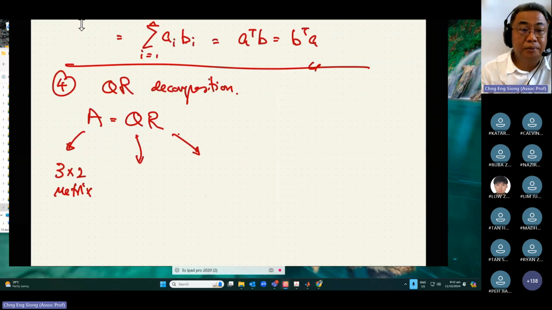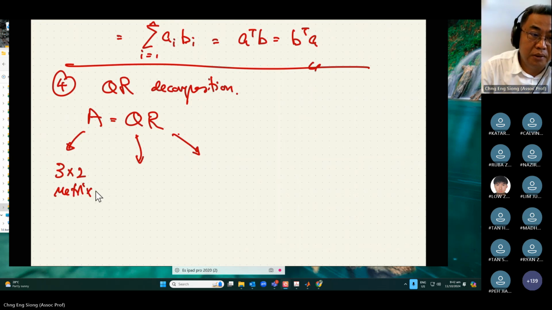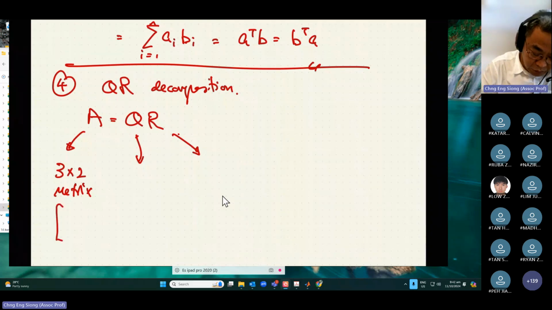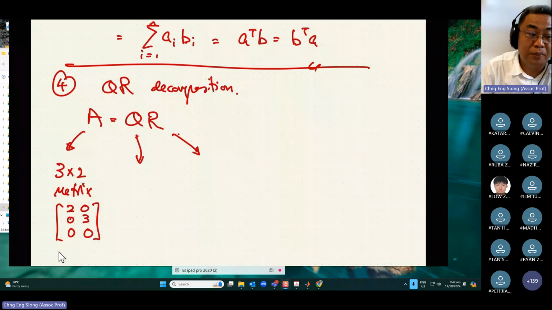Okay, let's try. So guys, let's begin. A is a 3 by 2 matrix. What do you think? Let's have a simple matrix: 2 0 0 0 3 0. This is still a 3 by 2 matrix, right? What would I want Q and R to be? What does Q and R mean, and what does A equals QR mean?